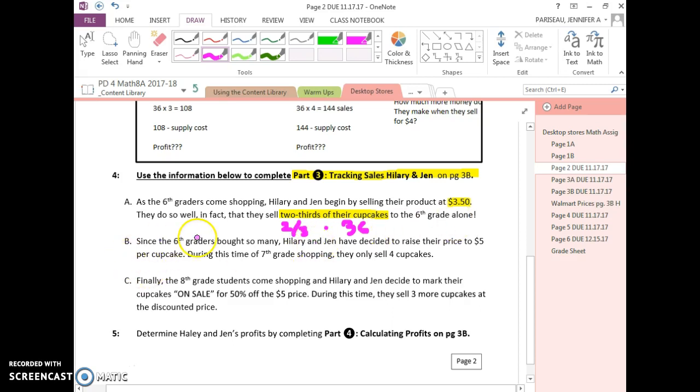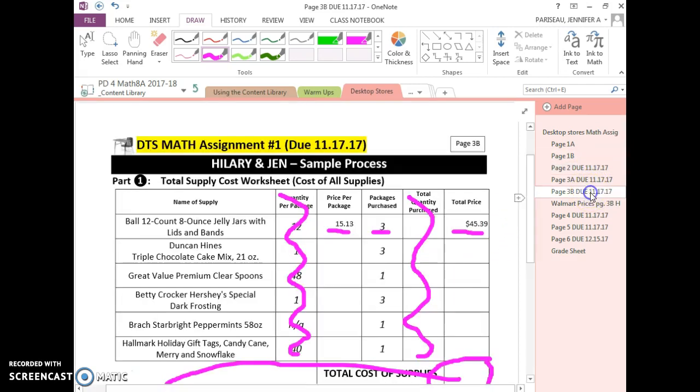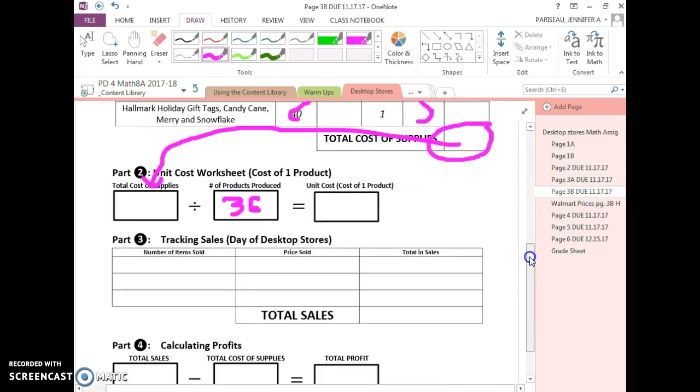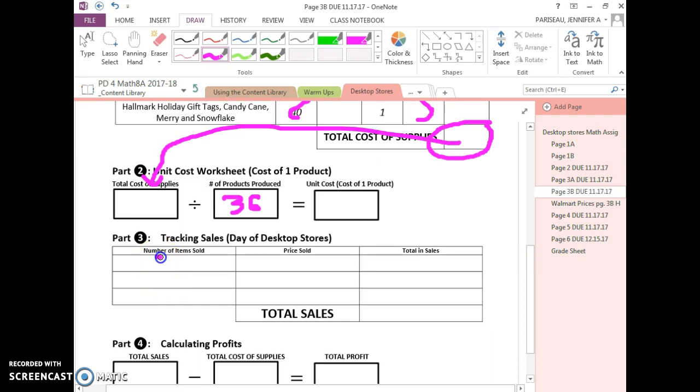Well, they did so well, they then decide during 7th grade that they're going to raise their price to $5, but they only sell 4. So here's what I'm talking about. Go over to 3B. So how many for 6th graders? This is 6th grade. You don't have to write 6th grade, I'm just labeling it here for you. How many cupcakes did they sell for 6th grade? They told us that they sold them for $3.50, and then figure out what that's total in sales.